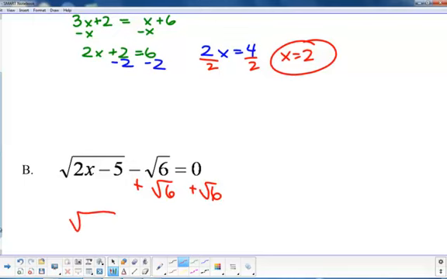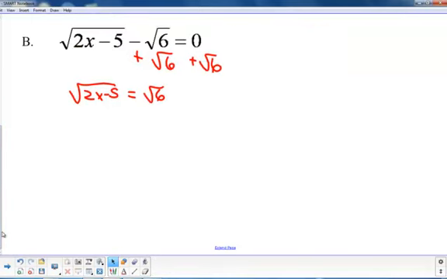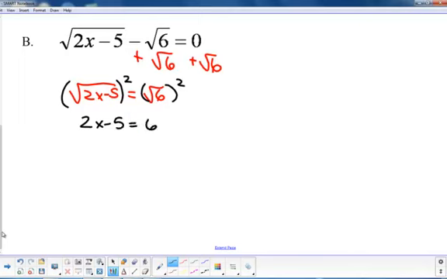So now we have a problem just like the one above, where each side has a separate radical that is isolated. So you can square both sides and then bring your numbers to one side and then divide by 2.